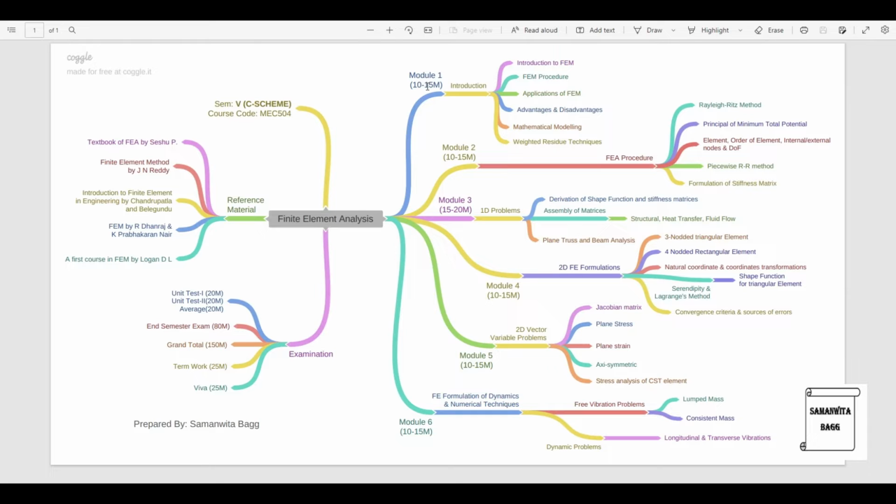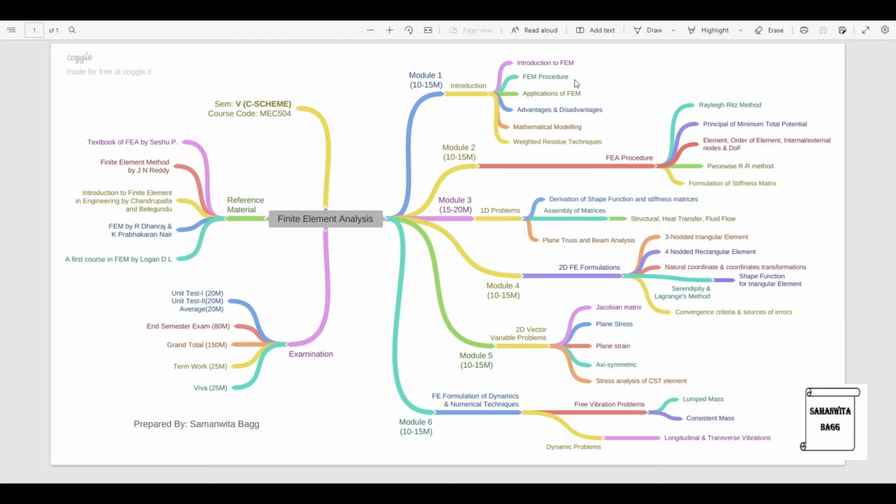The first module is the introduction to FEM, that is finite element method. In this, you should study about the historical background of FEA, which means when it started and what was the growth of this software and how the computers developed to use this kind of a software or a mathematical analysis.